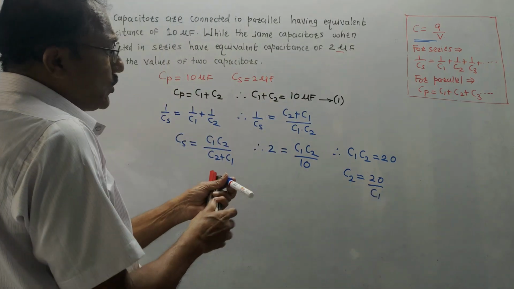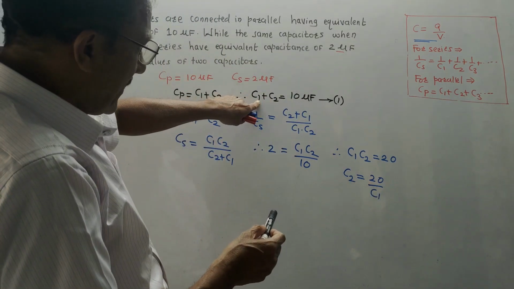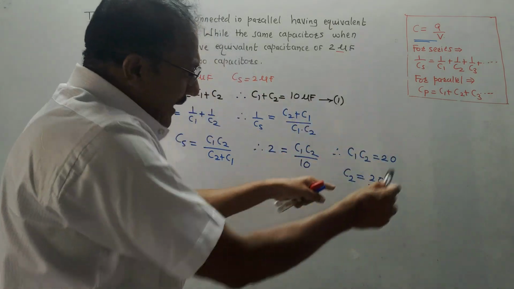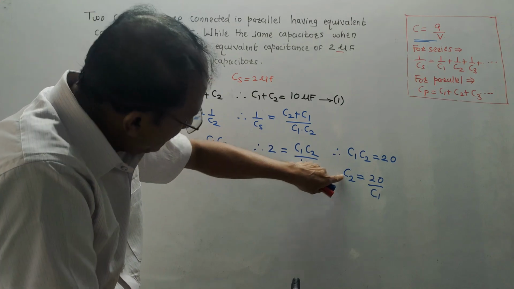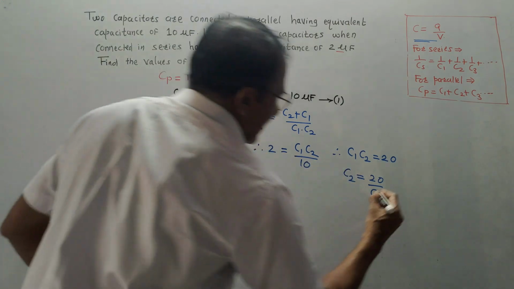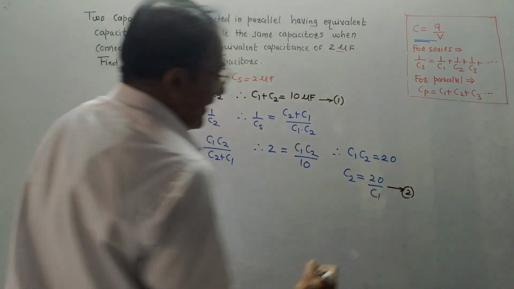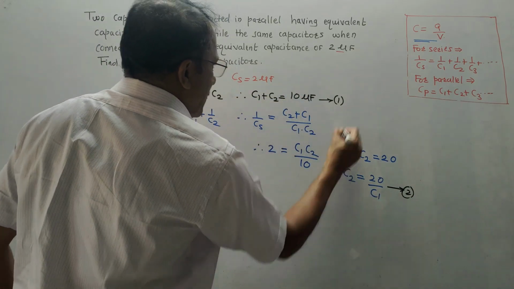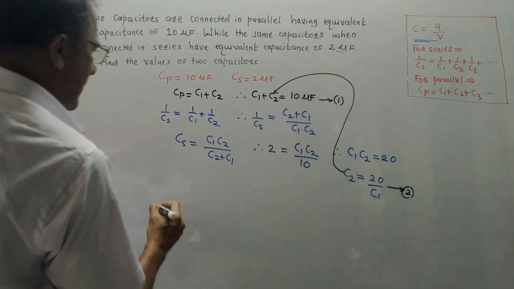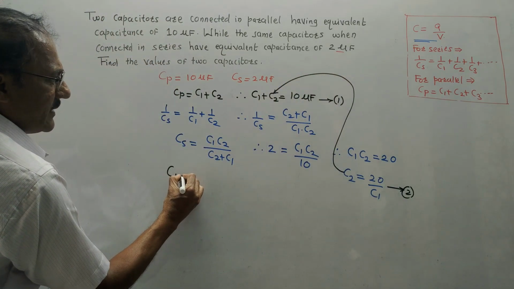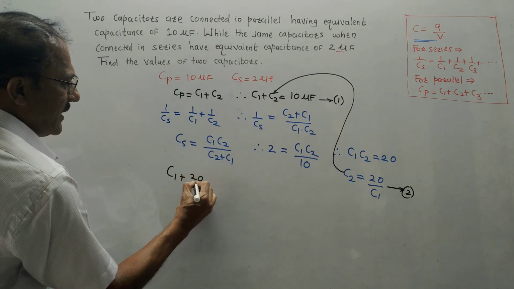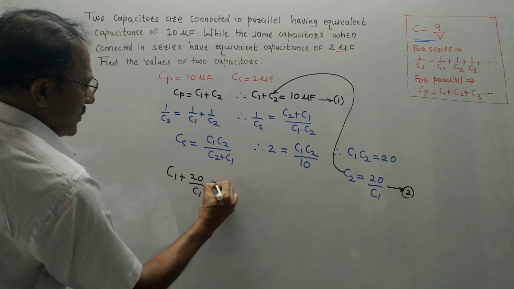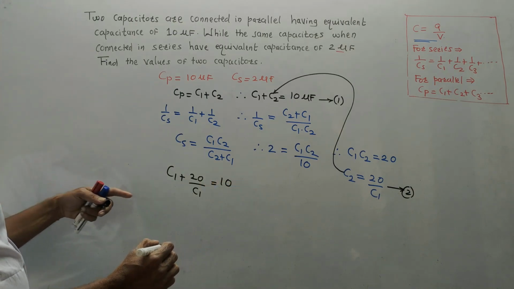Very simple. What I am trying to do, I have this equation number 1, where there are two unknowns. I am trying to convert one unknown in terms of another. So I have generated equation of C2 in terms of C1. Now say this is equation number 2. Next step is put this value of C2 in equation 1. So if I will put this value of C2 in equation 1, then equation becomes C1 plus 20 upon C1 is equals to 10 microfarad.